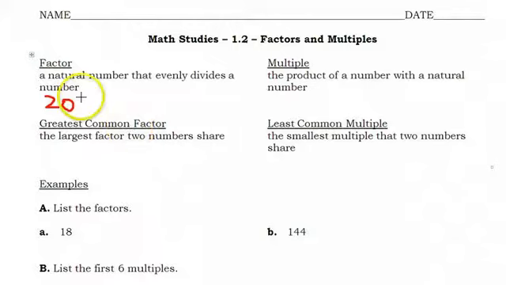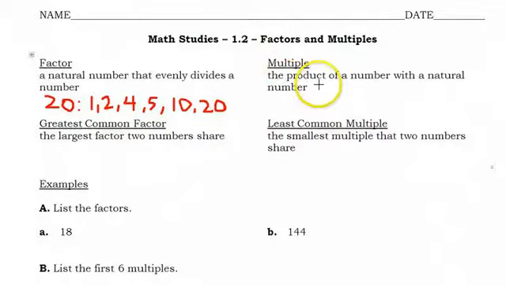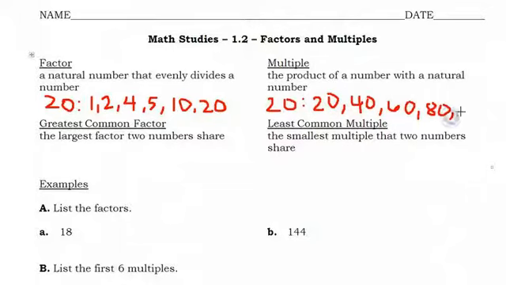20 is divisible by 1, 2, 4, 5, 10, and 20. Those are the factors of 20. A multiple is a product of a number with a natural number. So let's talk about 20 again. The multiples of 20 would be 20, 40, 60, 80, and so on.